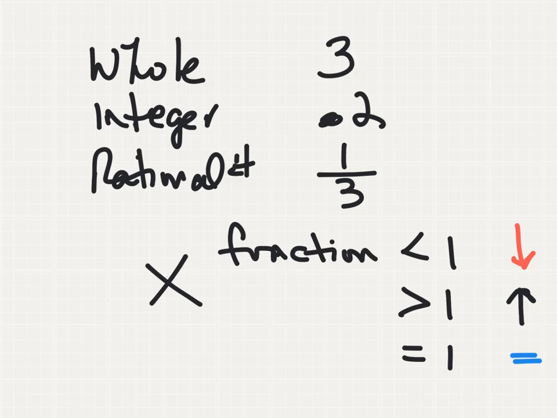When I multiply a quantity times a fraction less than 1, my product is a quantity less than my original quantity. When I multiply it by a fraction greater than 1, my product is a quantity greater than my original quantity. When I multiply it by a fraction equal to 1, my product is equal to my original quantity.